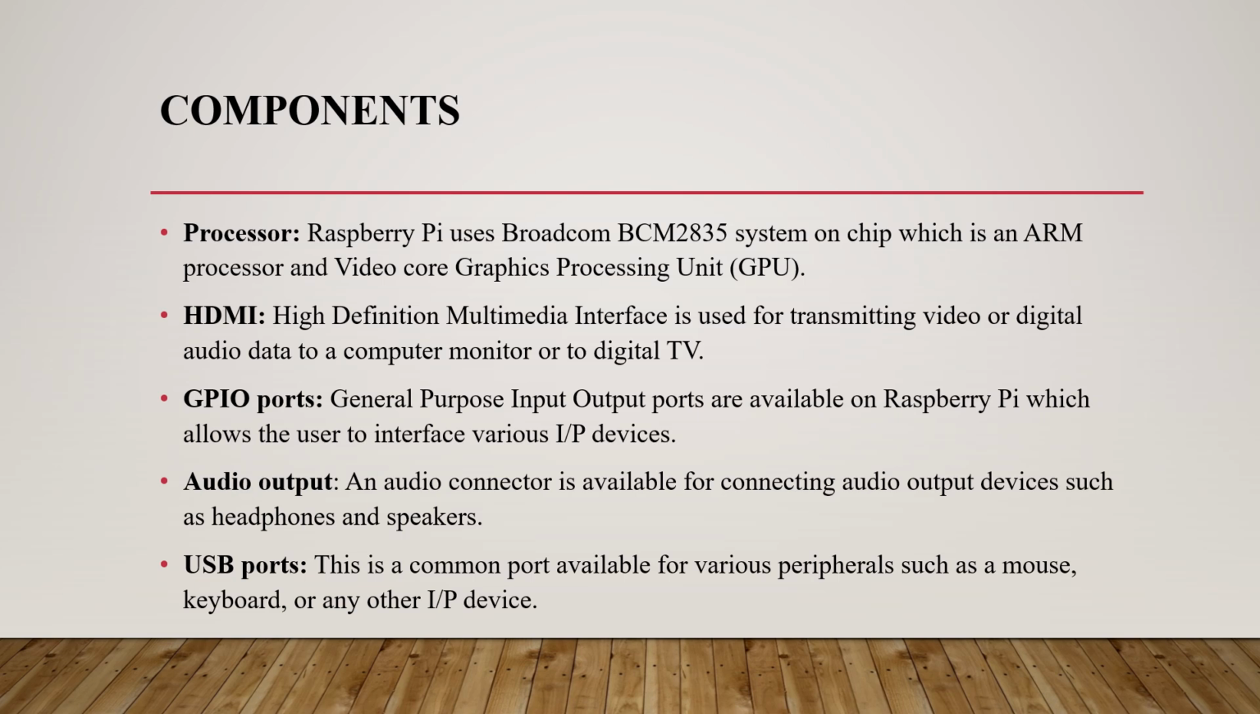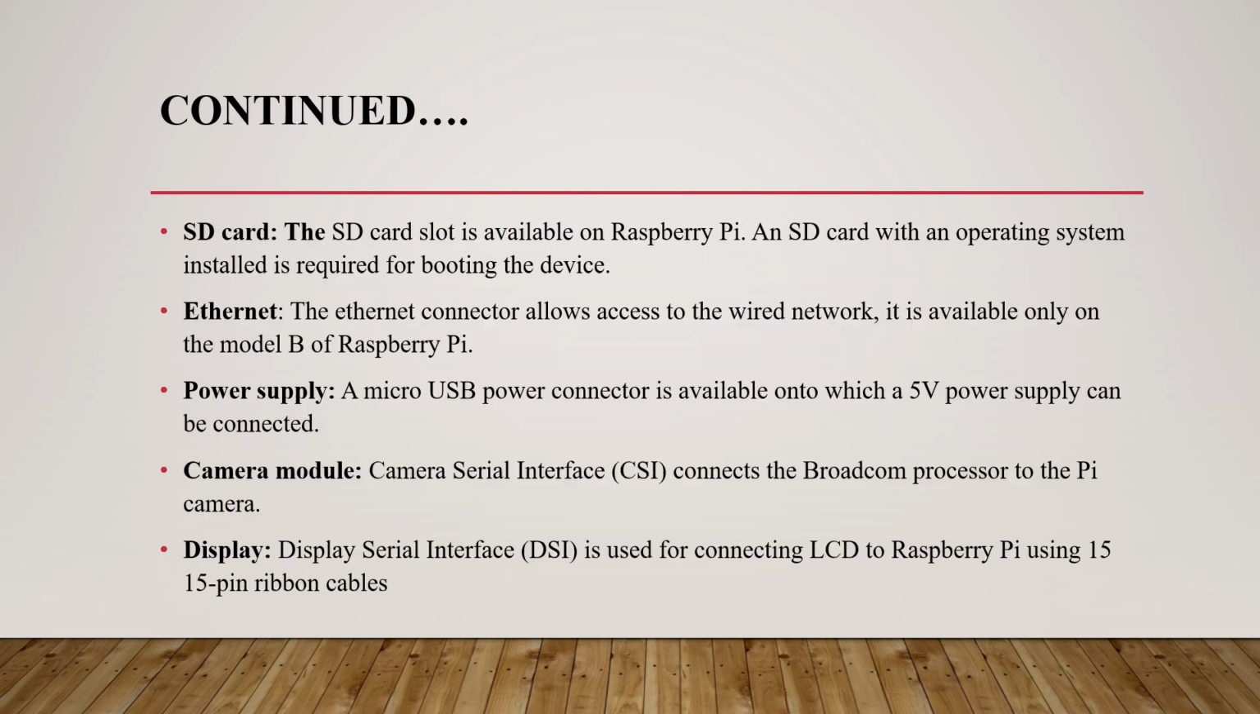It also has GPIO ports, that is general purpose input output ports, which are available on the Raspberry Pi and allow the user to interface various input output devices. It also has audio output, an audio connector available on the Raspberry Pi for connecting audio output devices such as headphones and speakers. It also has USB ports. There are usually two USB ports in Raspberry Pi. It is a common port available for various peripherals such as mouse, keyboard, or any other input output devices.